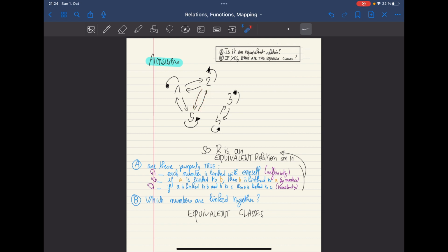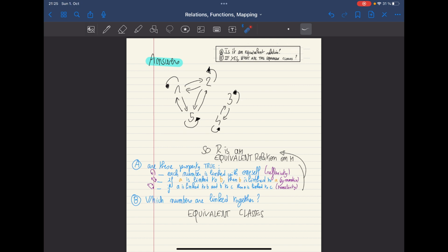For example, here you see it: 2 is linked to 5, 5 is linked to 1, 1 is linked to 2. But it's also true here even though we have only two elements, because, for example, if you start from 3, 3 is linked to 4, 4 is linked to 3, then 3 is linked to 3. So R here is an equivalence relation.